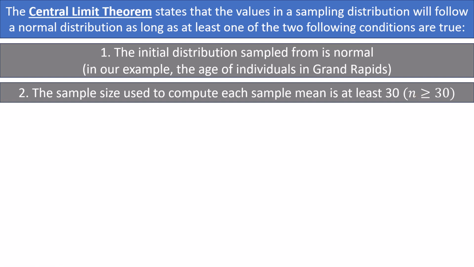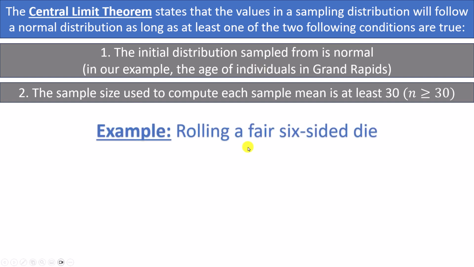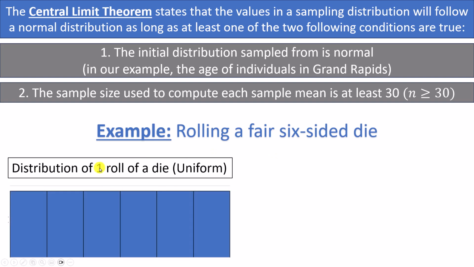Let's think about the central limit theorem in the context of a different example, which is rolling a fair six-sided die. So on a fair six-sided die, there are 6 different sides, and each of them are equally likely. So if you're going to roll a single die, you're going to have an equal chance to roll any number from 1 through 6. And that's going to create what we call a uniform distribution, an equal chance to roll any of those 6 numbers.